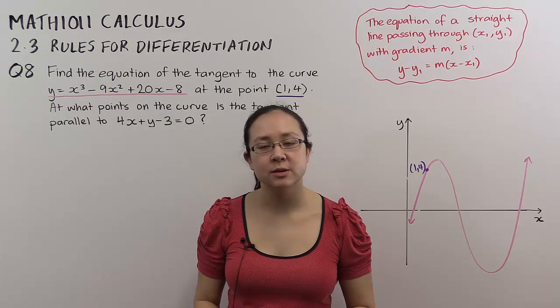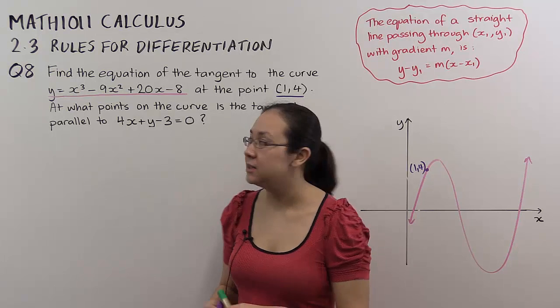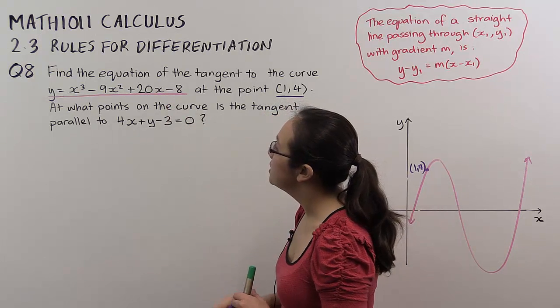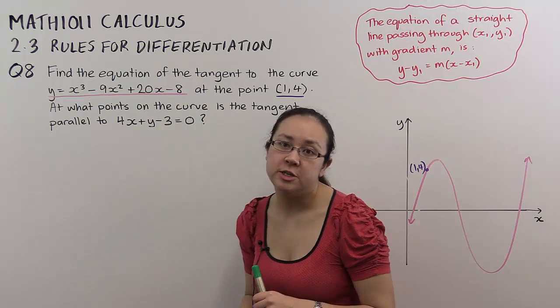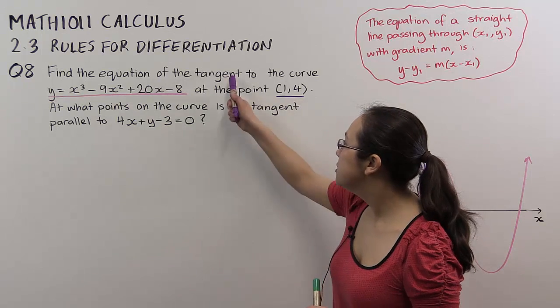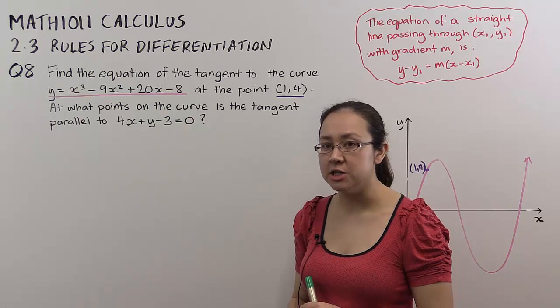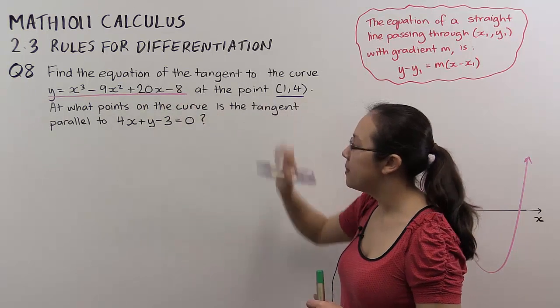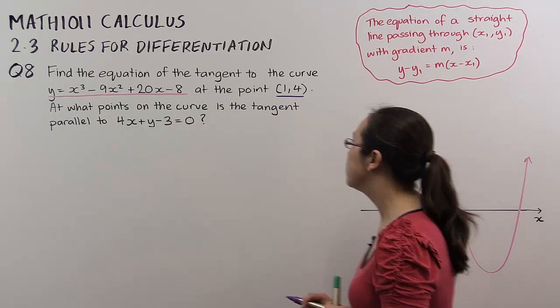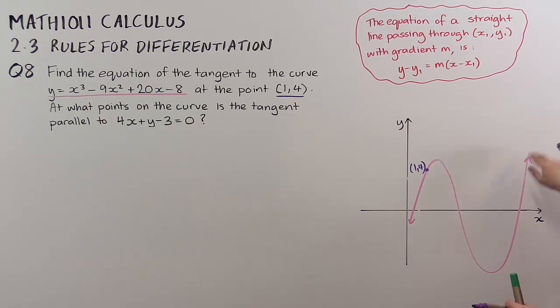Today I'm working through some of the problems from Math 1011 Calculus in the section 2.3, Rules for Differentiation. Question 8 is asking us, first of all, to find the equation of a tangent to this particular curve at the point 1, 4. So I've got a picture of the curve over here, approximately.